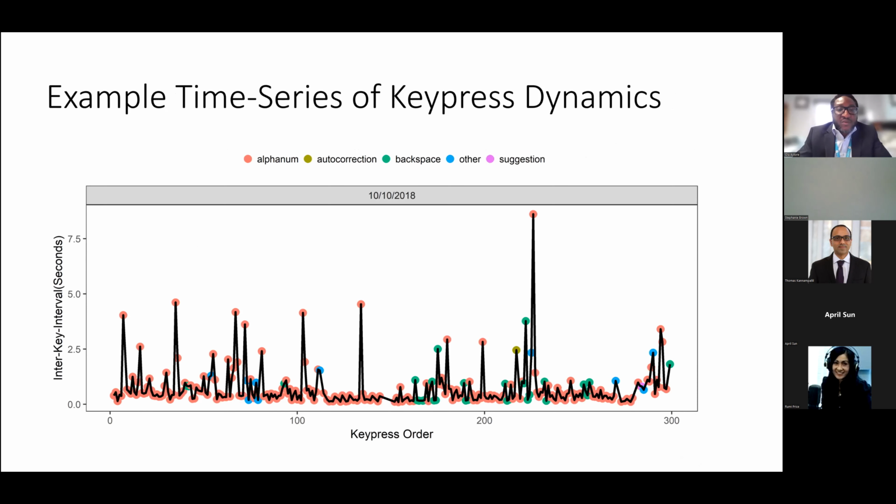And we can formulate the typing data as a time series as shown here, where on the x-axis, you're looking at key presses as a function of the order in which they were pressed. And on the y-axis, we're looking at the time in between each key press, which represents the typing speed. And we can look at the regularity or irregularity of this time series.